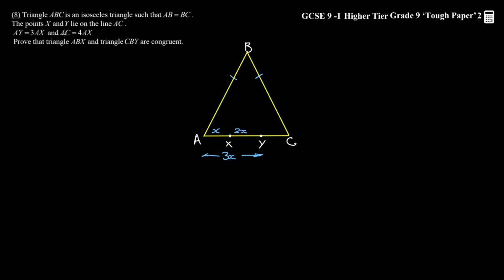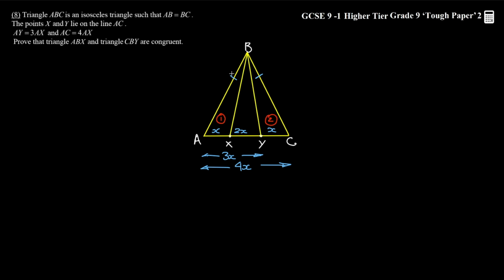Now let's look at the other fact. AC, the whole lot, is equal to 4 times AX. So this is 4x. Well, if there's 4 of them along the bottom here, this again must be x. So the diagram actually is not too bad at all.